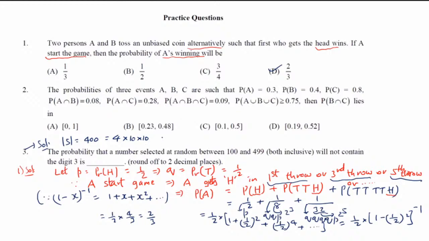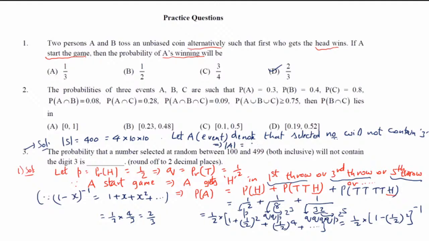Okay. Now, what is the event here? Will not contain digit 3. Let A, this event, denote that the selected 3-digit number will not contain 3. Okay. So, this implies |A|.